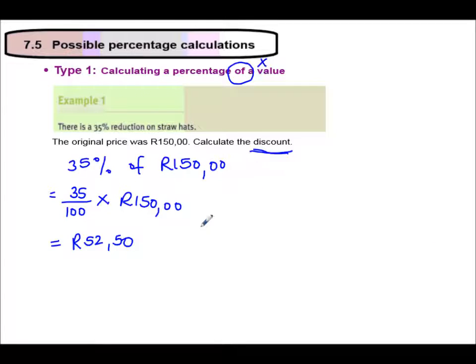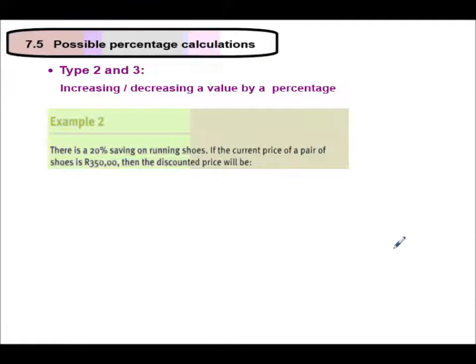Calculate the discount. So the discount was 52 Rand 50. How much did he pay? Well, then you would have to take the original price minus the discount to get the amount paid. That was type 1.